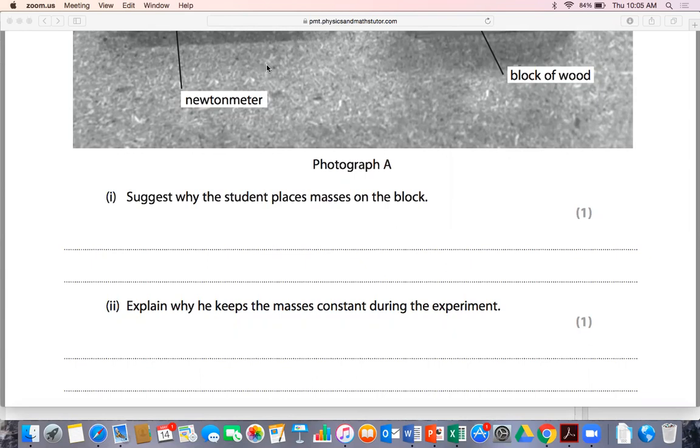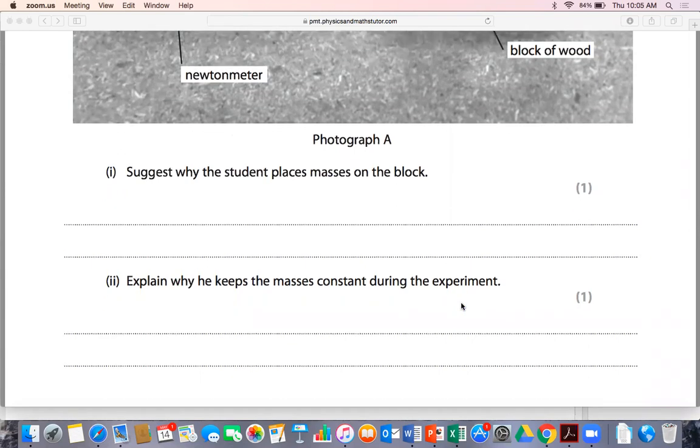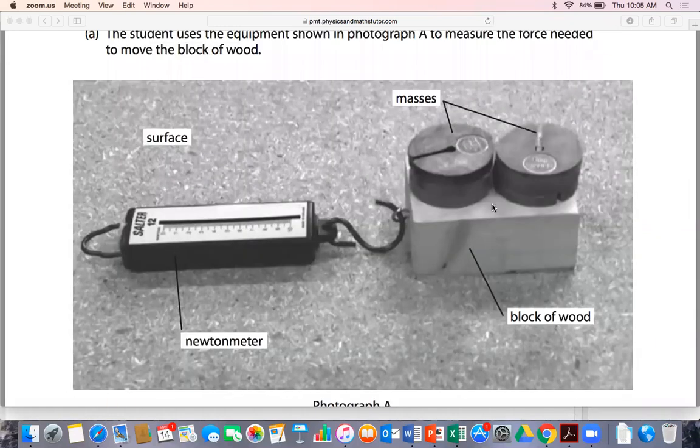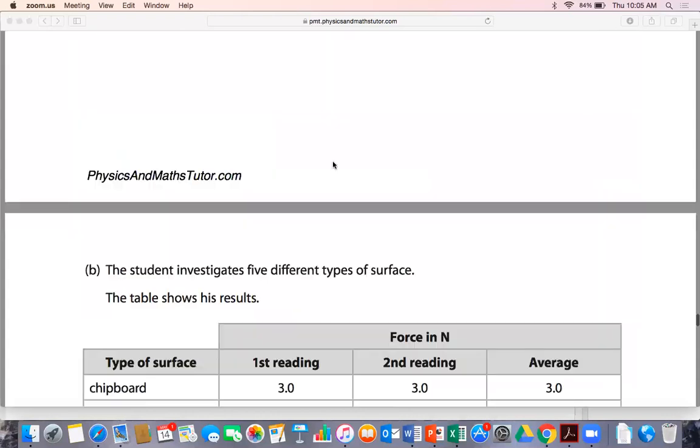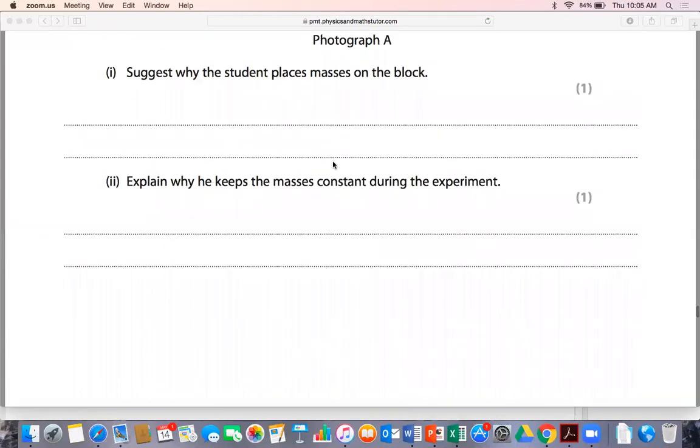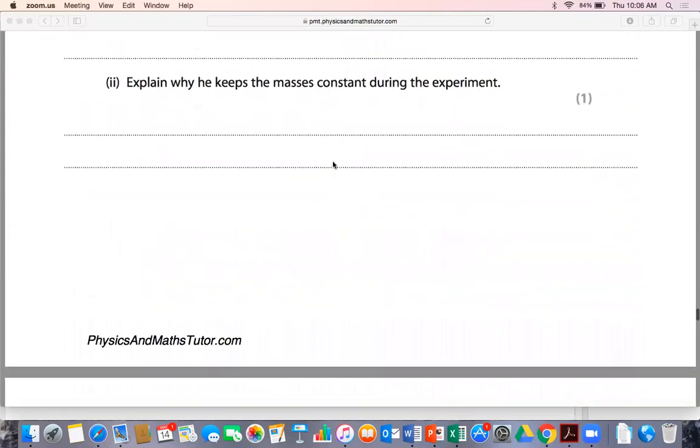Okay, so now, why does he keep the mass constant during the experiment? So it's a fair test. Correct, so it's a fair test. That is why you want to keep that. So you cannot use 2 weights on one surface and then on another surface use 3 or 4. To keep the fair test, you make sure you put the same amount of mass. If 2 means 2, 4 means 4.